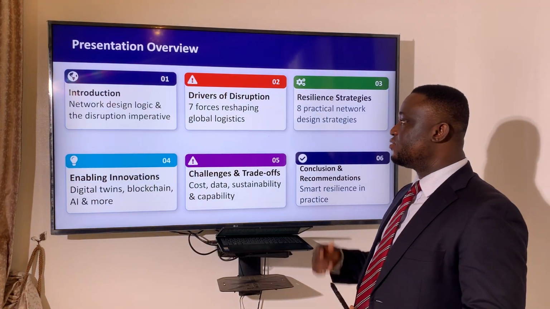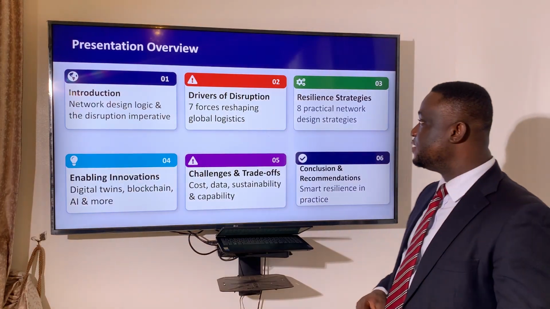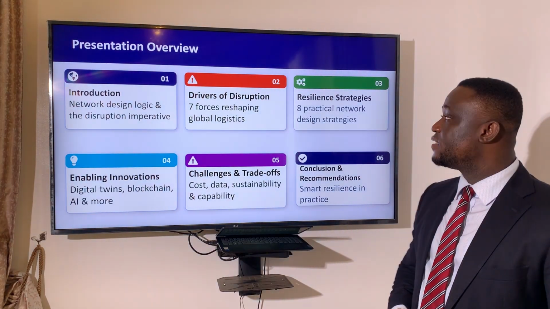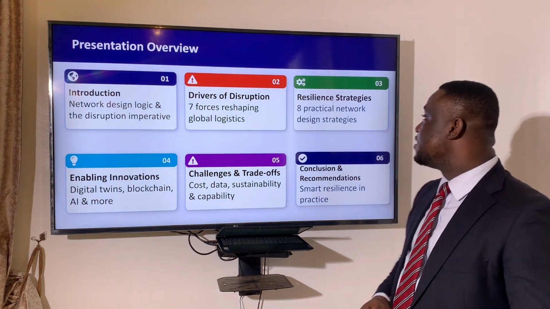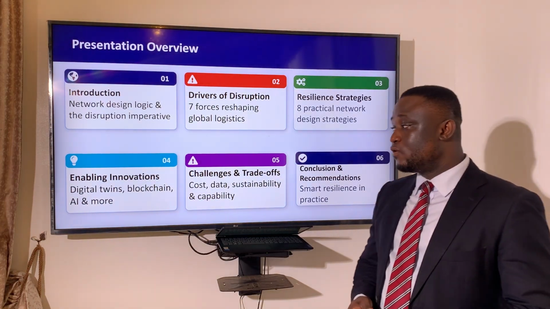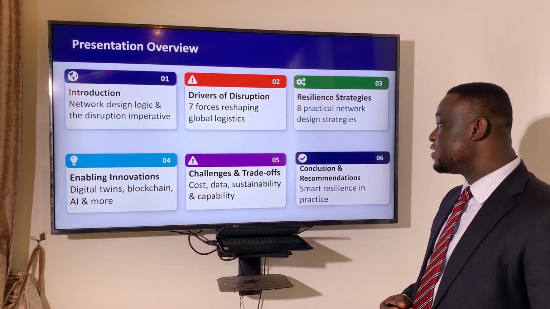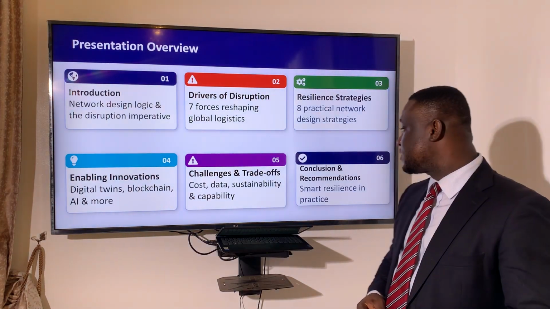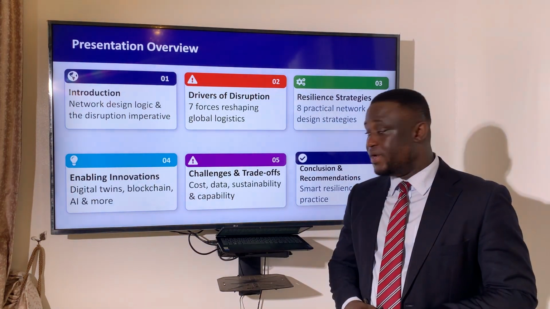So we are going to look at the introduction to this presentation. We will also be looking at the drivers of disruptions, some resilient strategies. We are also going to look at some enabling innovations, challenges and trade-offs, and then conclusions and recommendations.